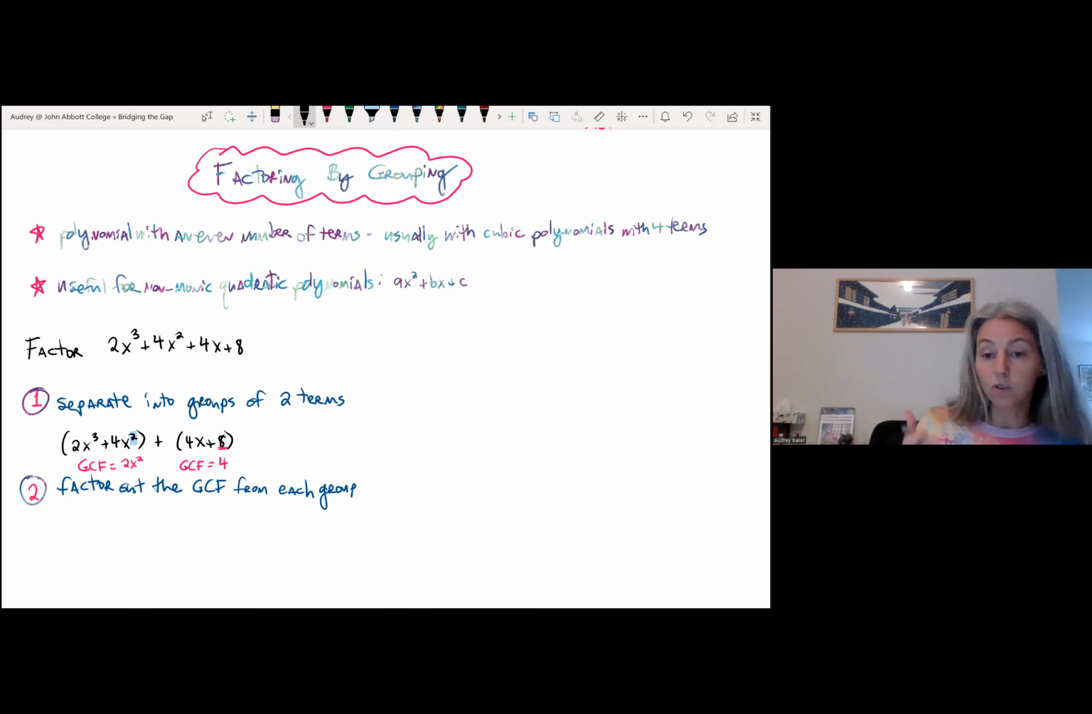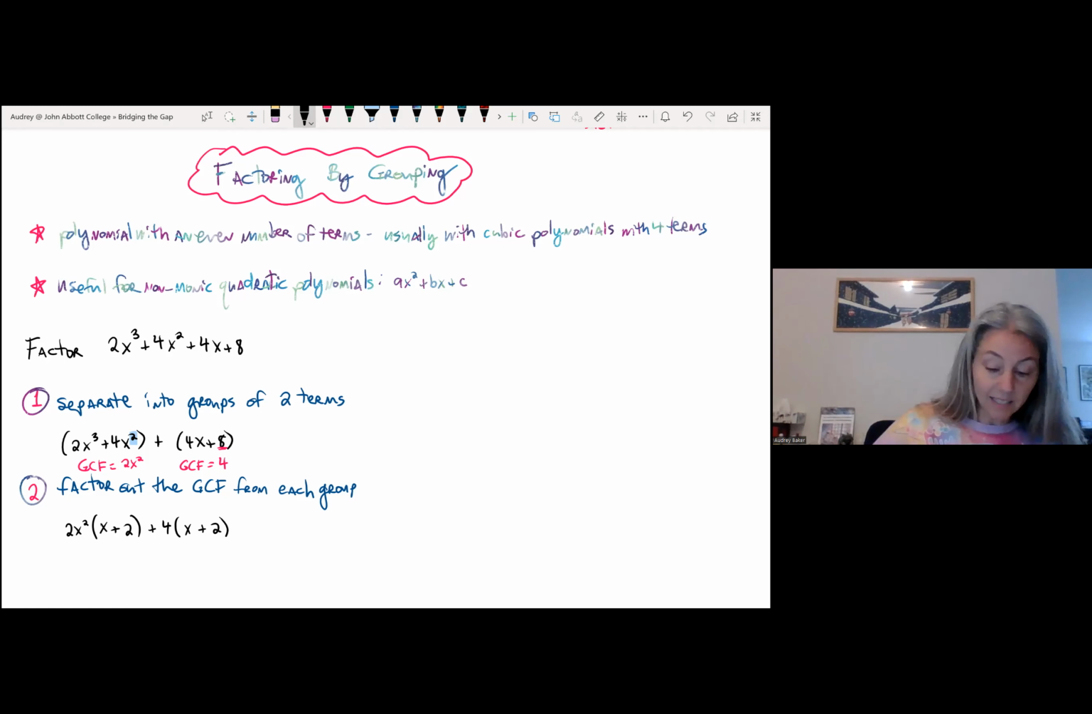And we're going to factor that GCF out of each group. So I'm factoring out the 2x squared. What's left over? Well, I took the 2 away from 2x cubed and took 2 x's away, so I have 1x left over. I took the 2 away from 4, so I have a 2 left over. So that's 2x squared times (x plus 2). Then I'm going to factor out the 4. What's left over? x plus 2.